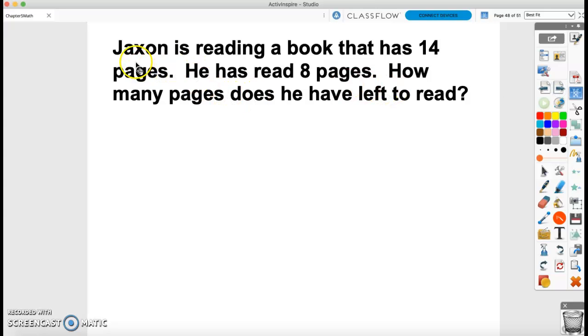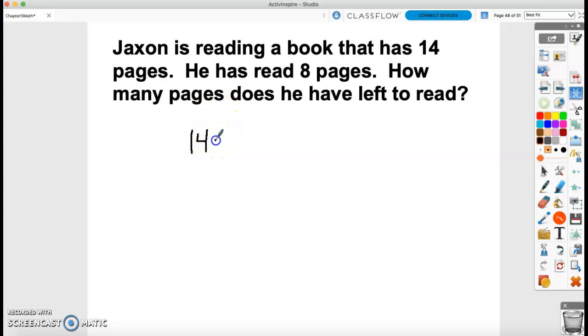Let's read the problem. It says, Jackson is reading a book that has 14 pages. He has read 8 pages. How many pages does he have left to read? So I'm going to write a number sentence first by using my problem. Jackson is reading a book that has 14 pages. So I know 14 is as much as he's going to have in his book. I cannot have anything more than 14. He has read 8 pages.